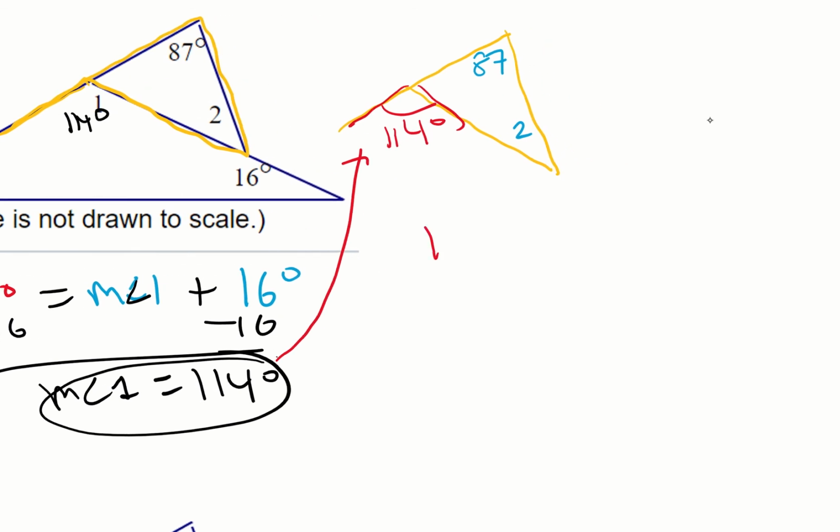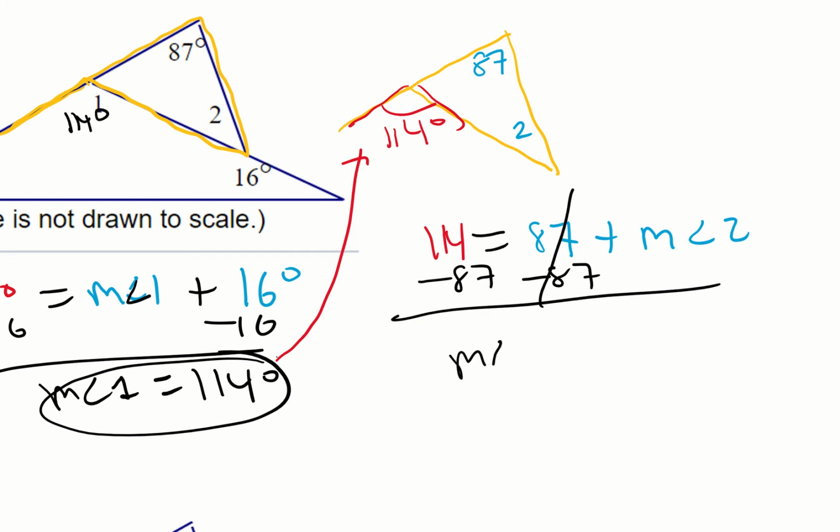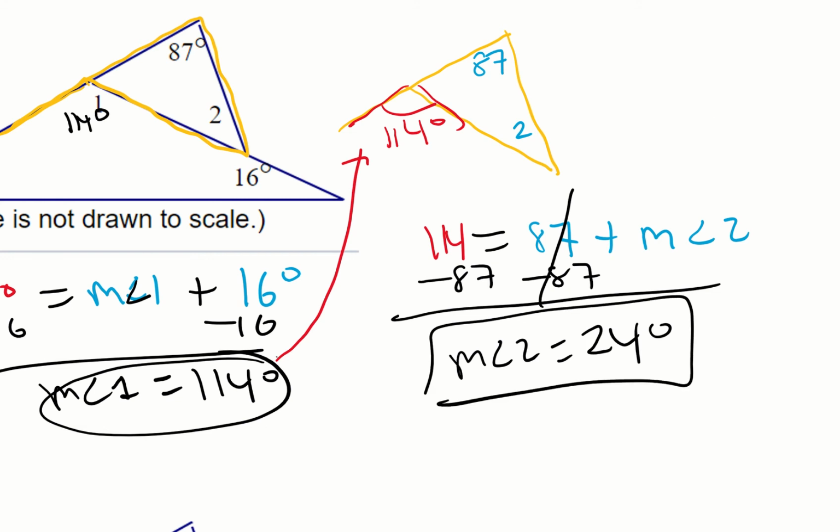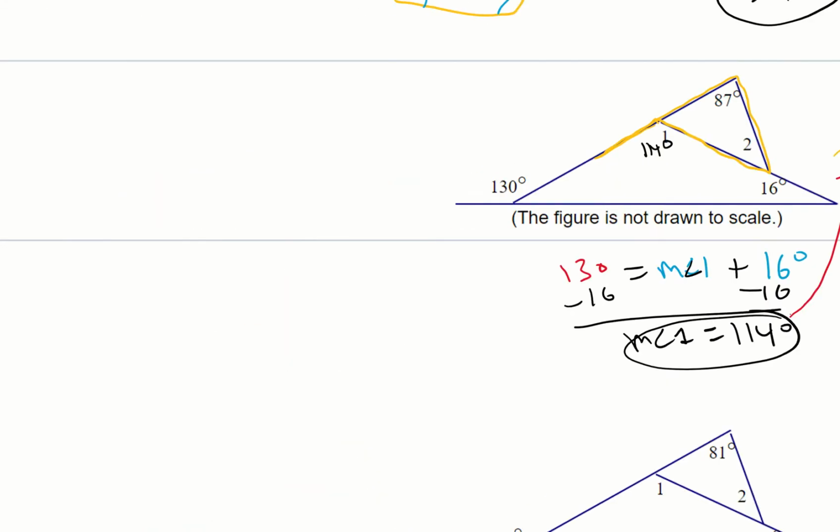So we have here 114 is equal to 87 plus the measure of angle 2. So we can solve for angle 2 by subtracting 87 on both sides. And we have the measure of angle 2 is equal to 24 degrees. All right, and those are my 2 angles for that problem.